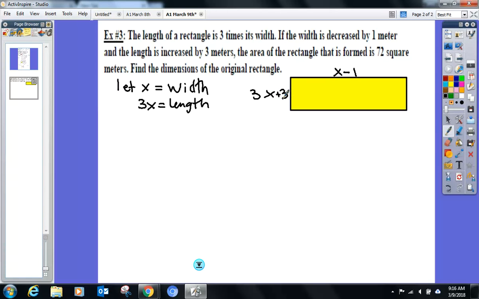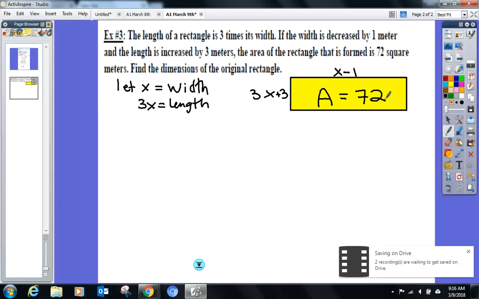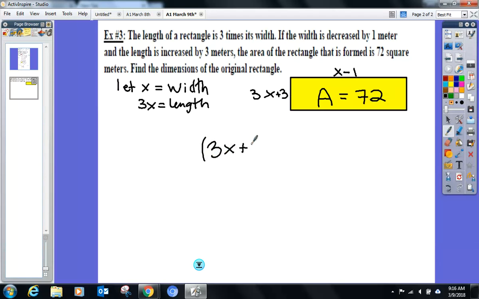The area is 72. I always put a big A there, 72. Anybody know the area formula for a rectangle? If you don't, please get to know it very, very quickly. Length times width. Yep, length times width. Ready? What do I have up here as my length? 3x plus 3 times the width, x minus 1. Length times width equals area, which we know is 72.